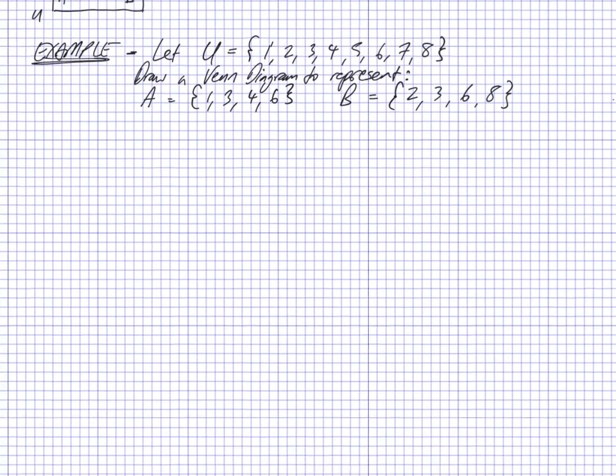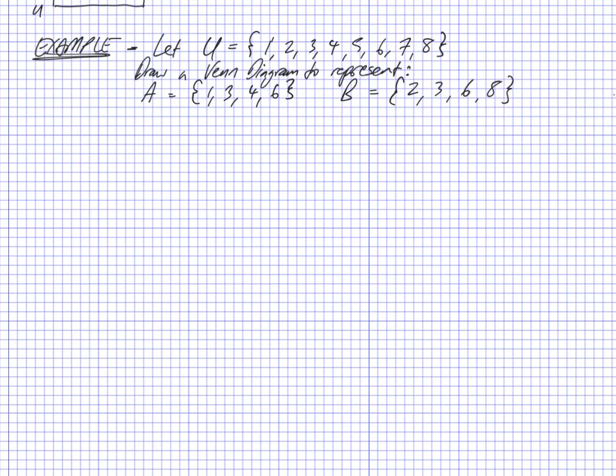Right, on to an example. Let the universal set be 1, 2, 3, so the numbers 1 to 8. Draw a Venn diagram to represent the set A and the set B. So there's going to be two circles in this rectangle. There's going to be set numbers in both. The numbers 1 to 8 need to be within the rectangle. But the numbers 1, 3, 4, and 6 need to be in A. The numbers 2, 3, 6, and 8 need to be in B.